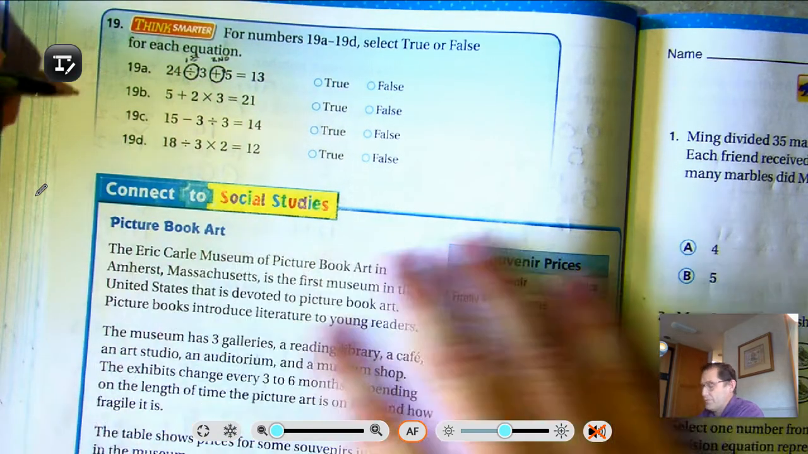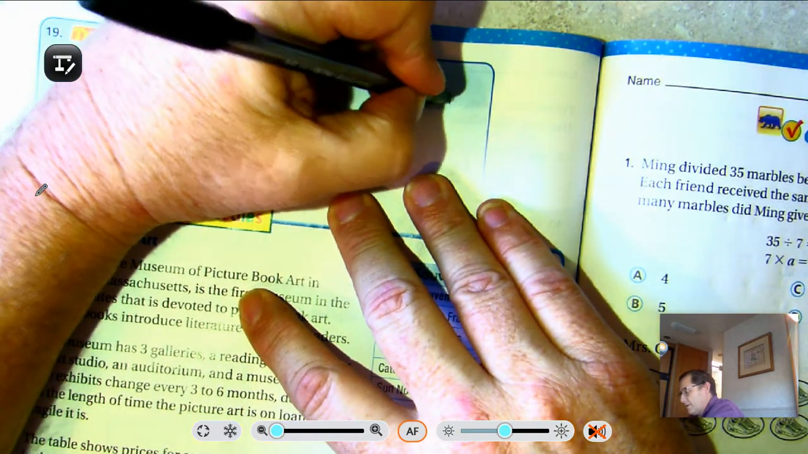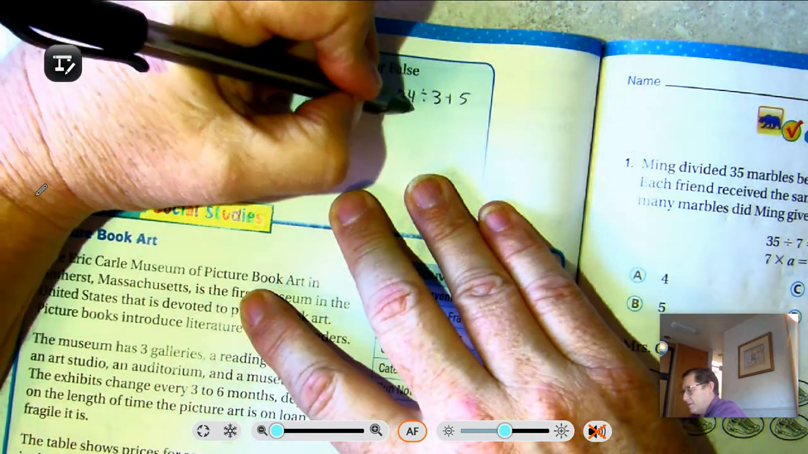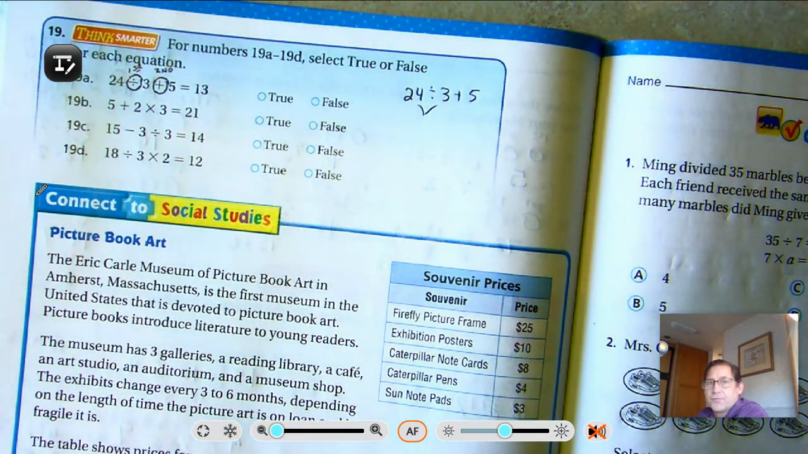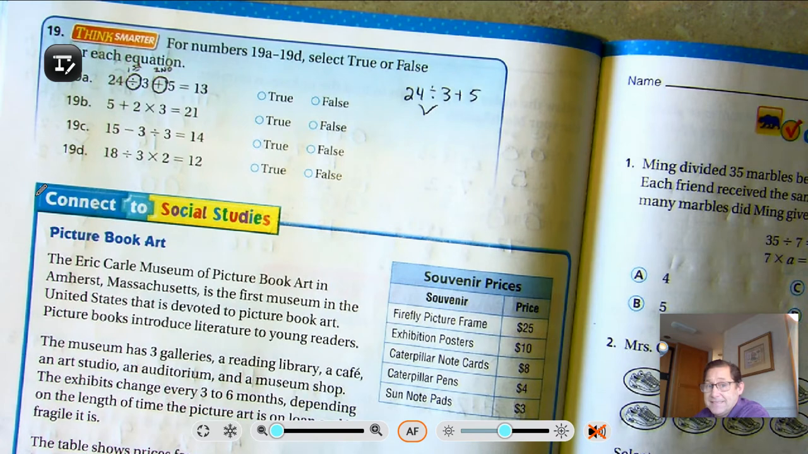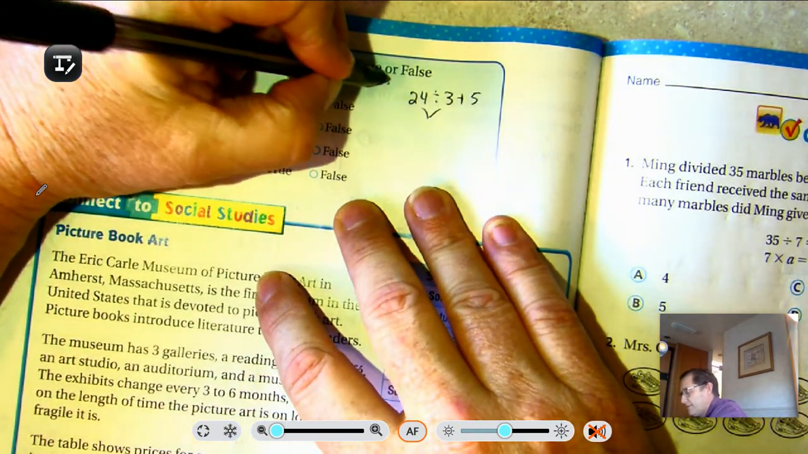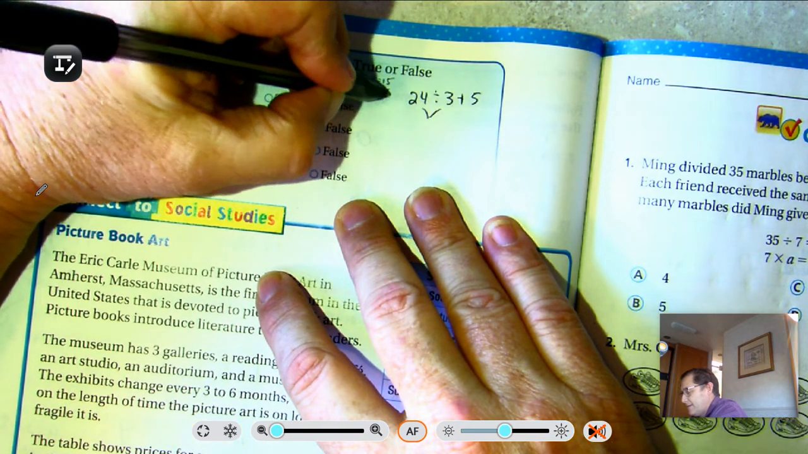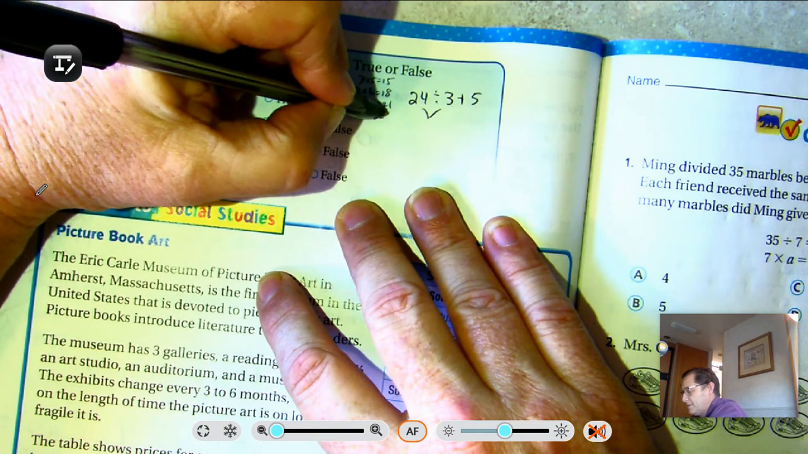24 divided by 3 plus 5. What is 24 divided by 3? 3 times 5 is 15. I'm going to start there. 3 times 5, 15. 3 times 6, 18. 3 times 7, 21. 3 times 8, 24.